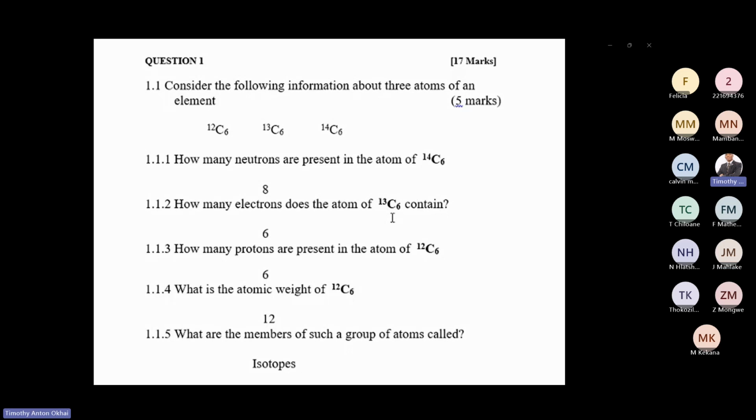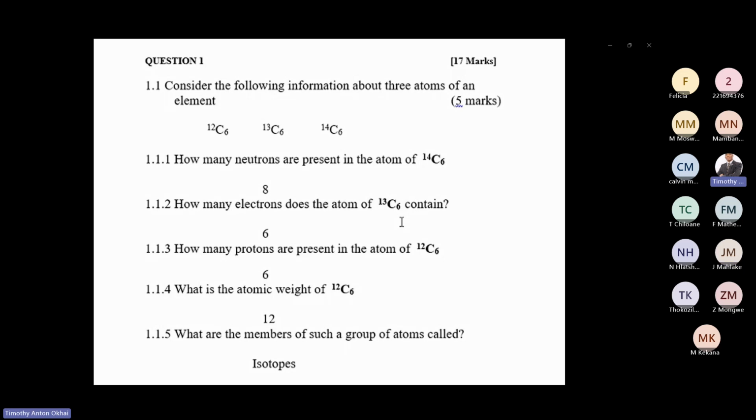How many electrons does it contain? For you to know the number of electrons, you need to know the number of protons. And to know the number of protons, you need to know the atomic number. Remember we said the atomic number, which is given here being 6, is equal to the number of protons.